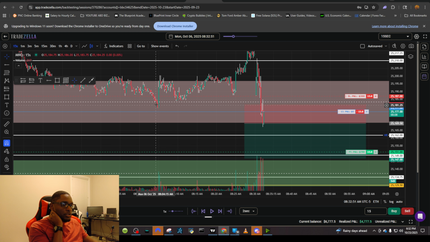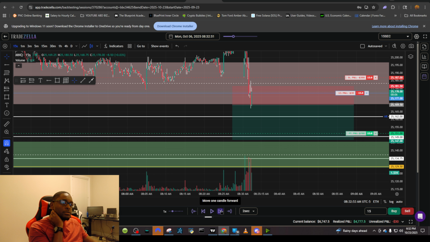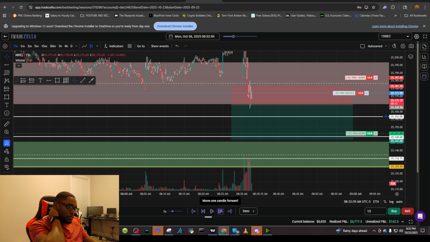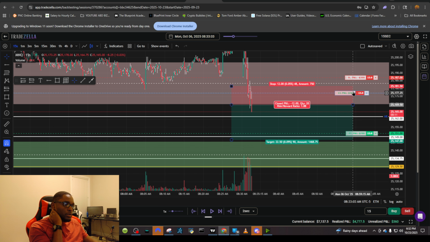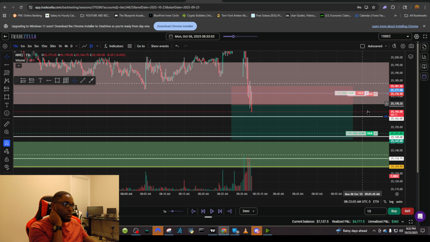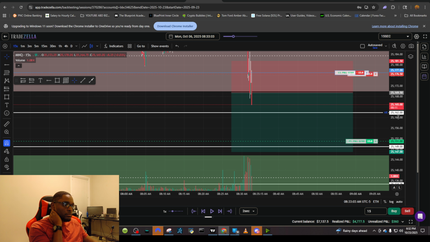So it didn't get a true retest of these lows. It did right here twice. We'll see what happens. I'm gonna go kind of break even right now just to take that risk immediately off the table.